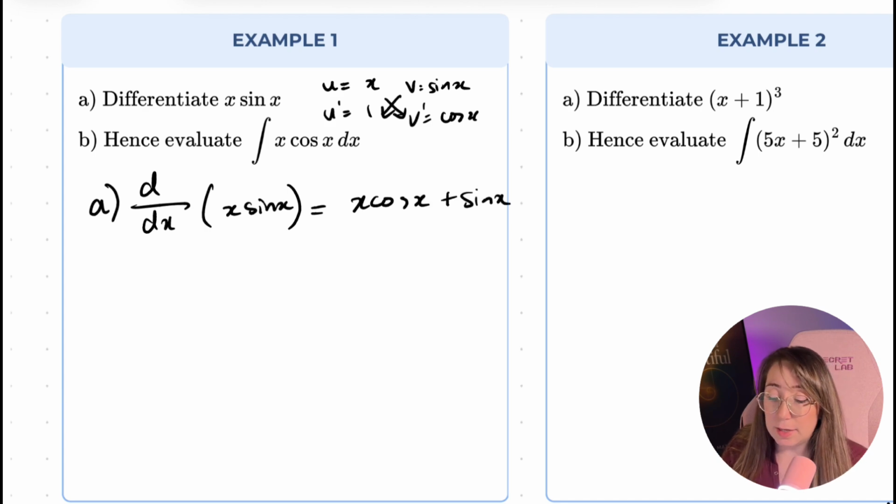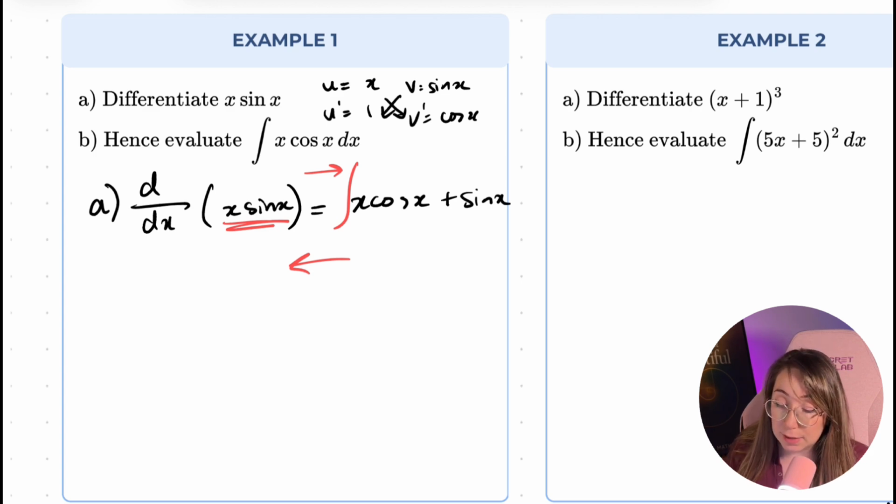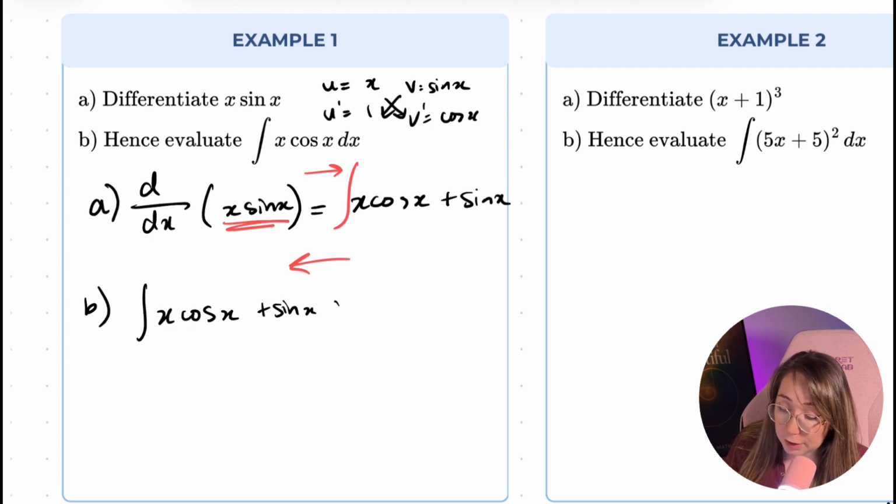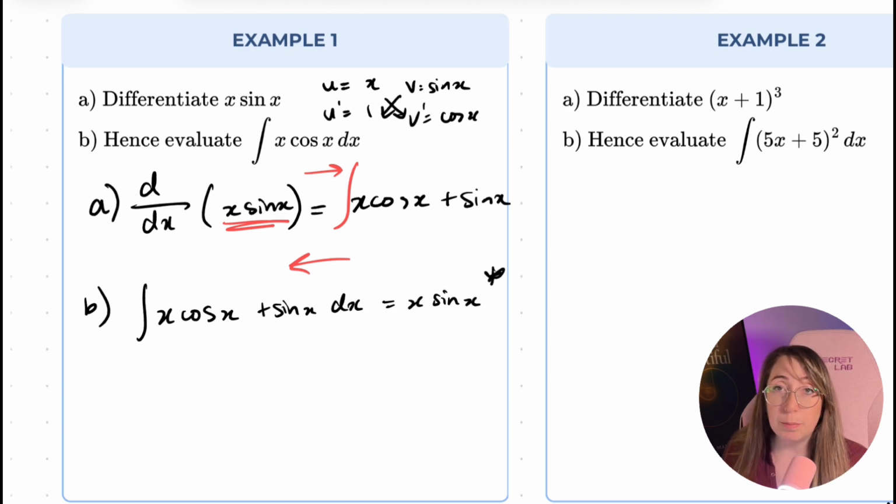Now here's our key idea. If I differentiate x sine x, I get x cos x plus sine x. And if I want to go backwards, all I have to do is integrate it to get to my original function. So for part B, when it asks me to evaluate the integral of x cos x, the first thing I'm going to do is write that particular concept. That if I were to anti-differentiate the answer that I just got, I would get back to my original function. This step is really important and is going to set the scene for the rest of the steps.